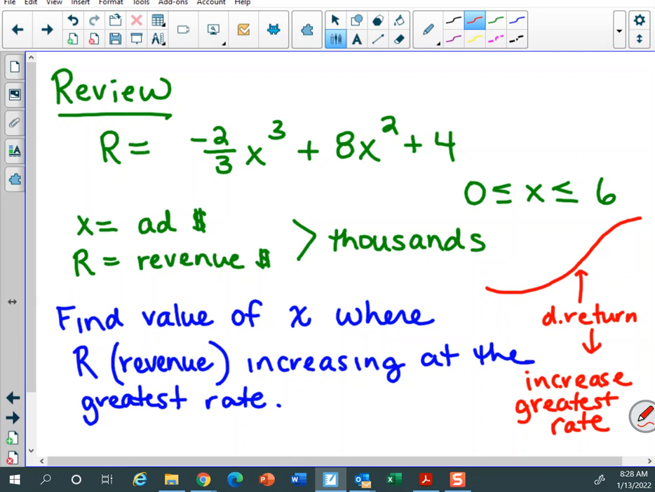So a diminishing return point is this particular point given a particular fixed interval, because it doesn't really make sense to talk about negative advertising dollars, okay? So for the minimum of 0 advertising dollars and a maximum of 6,000 advertising dollars, if that's our range of options, at what point in that interval would we be growing our revenue at the maximum rate?